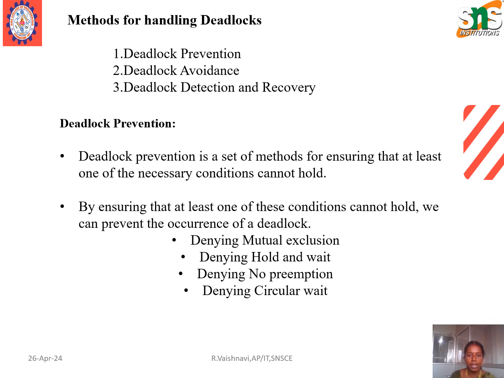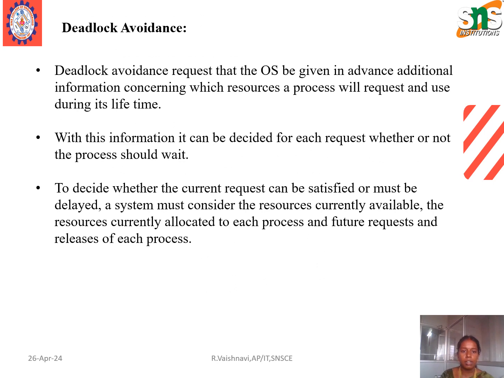Next one, methods for handling the deadlocks. We have four methods. First one, deadlock prevention; deadlock avoidance; deadlock detection; and deadlock recovery. First one, deadlock prevention. Deadlock prevention is a set of methods for ensuring that at least one of the necessary conditions cannot hold. Second point, by ensuring that at least one of these conditions cannot hold, we can prevent the occurrence of the deadlock by denying mutual exclusion, denying hold and wait, denying no preemption, and denying circular wait.